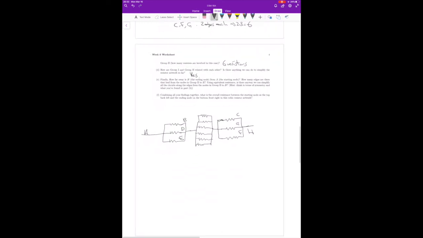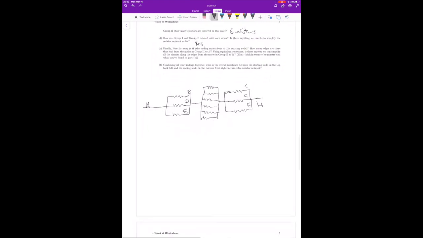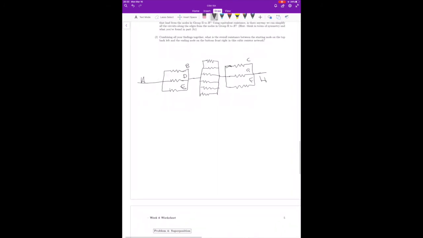Okay, so now we want to combine our findings together and find the equivalent resistance. We're going to use the fact that we know how to combine resistances in parallel. One trick that I'll show you is that if you have the same resistance in parallel, all you need to do is divide by the number of resistors. So you can say that R equivalent 1 is equal to R over 3. This one is equal to R over 6, and this one is equal to R over 3.